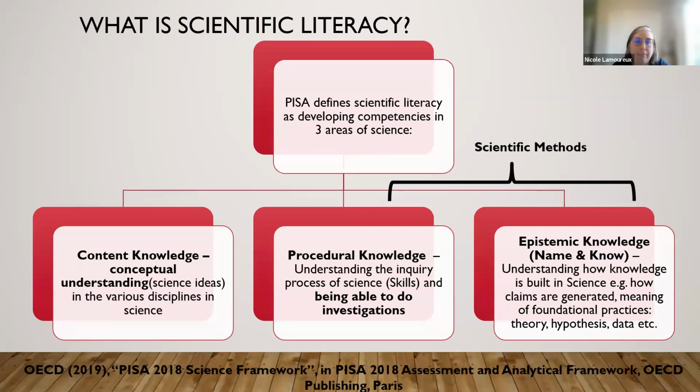PISA, the Program for International Student Assessment, defines scientific literacy as being competent in three areas. So this is what we're working on with our students. The first part, I think we're probably quite familiar with, is content knowledge or conceptual understanding, as Ted probably touched on yesterday. That's the understanding of those science ideas in the various disciplines of science. We have the physical sciences, which was matter and energy, and earth and space sciences, and biological sciences like our living systems. There are big ideas or concepts in those that we want our students to understand.